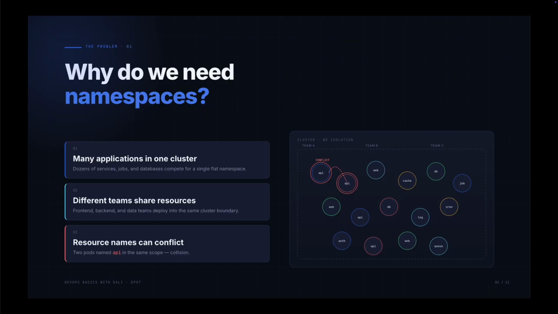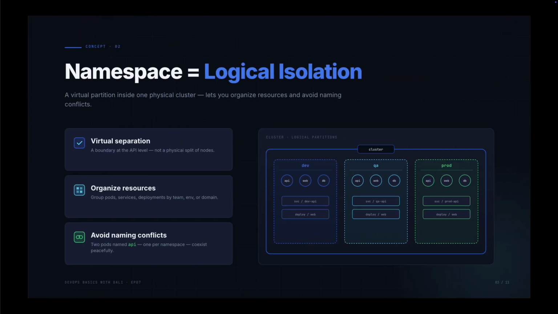Imagine your company has 3 environments: development, QA, production, all of them running inside the same Kubernetes cluster. Without isolation, resources become difficult to manage and naming conflicts can happen. Namespaces solve this problem by creating logical boundaries inside the cluster. A namespace is not another cluster. It is simply a way to organize and isolate resources.